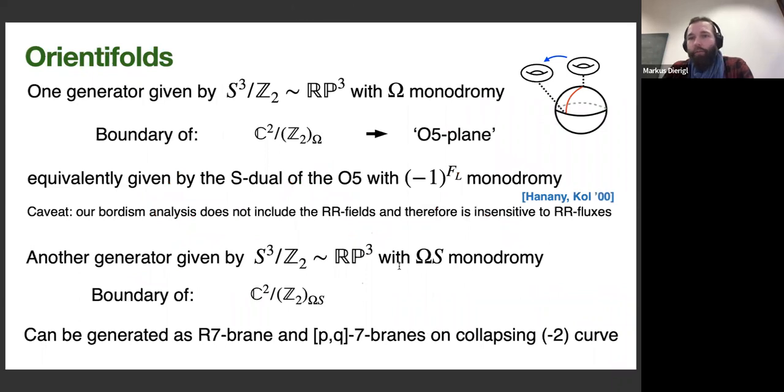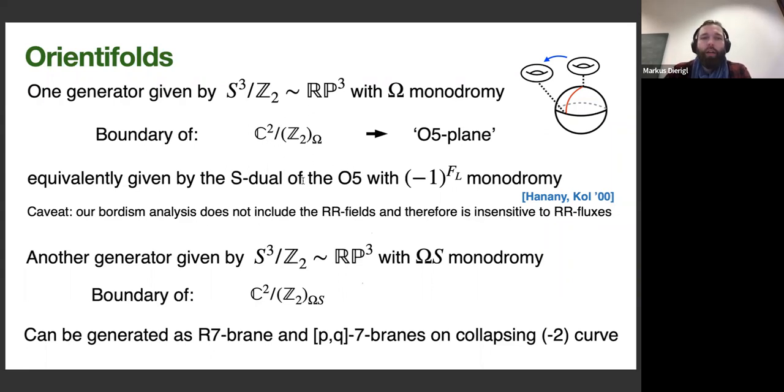Now, what are the objects? What are the things that we have to include in lower dimensions? Well, it turns out that, again, even in the spin GL plus, some of the backgrounds we find can have a supersymmetric interpretation. Namely, there is one background that is essentially a 3-dimensional real projective space where over the non-trivial 1-cycle, we now have an omega monodromy. And this can be thought of as the boundary of an O5 plane.